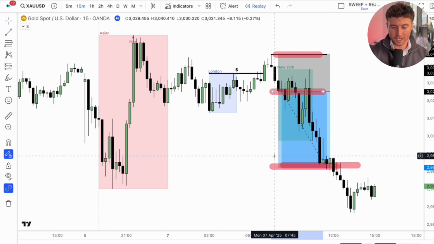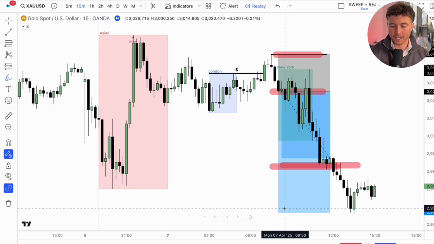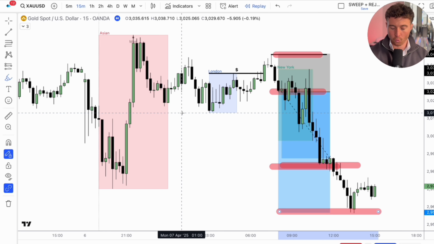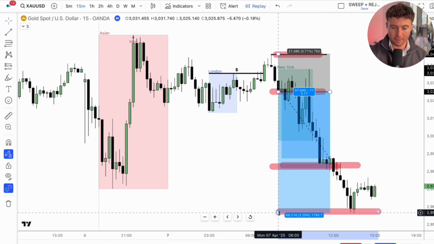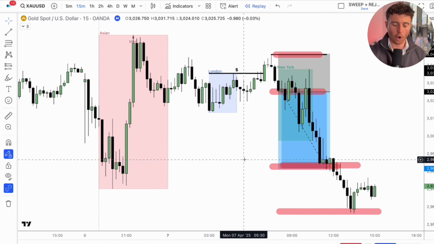And you can see there was actually some further continuation to the downside, and price moved at least a 1 to 3 risk to reward. However, based on my rules and my mechanical system, I always take profit at a 1 to 2 risk to reward, because this is the optimal risk to reward for this trading strategy.